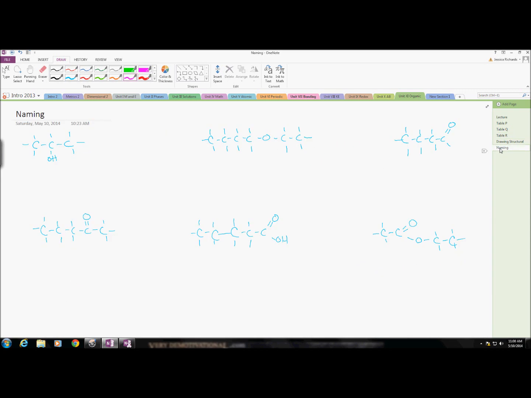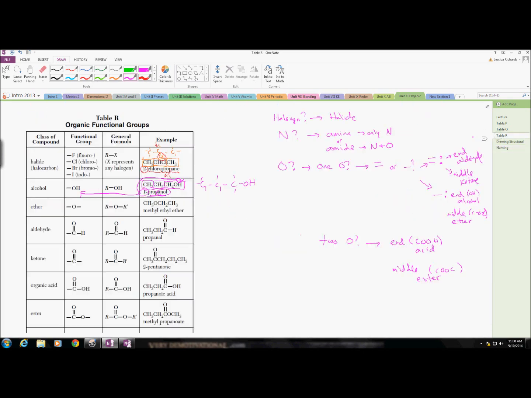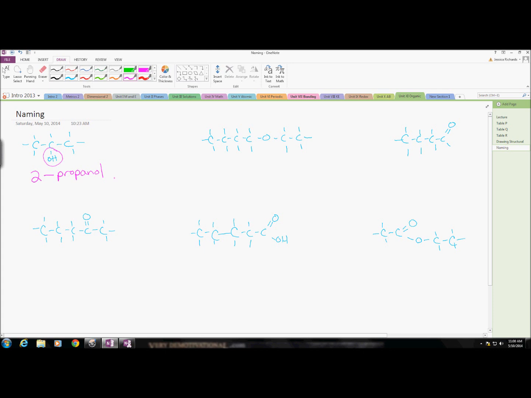So if I go back to my example, I have 1, 2, 3 carbons, so that's prop. I know it's an alcohol because of this group, so it's going to end in enol. And the location of this OH is not carbon 1, it's on carbon number 2, so this one is 2-propanol. It is an isomer of the example on table R. 1-propanol, 2-propanol isomers.